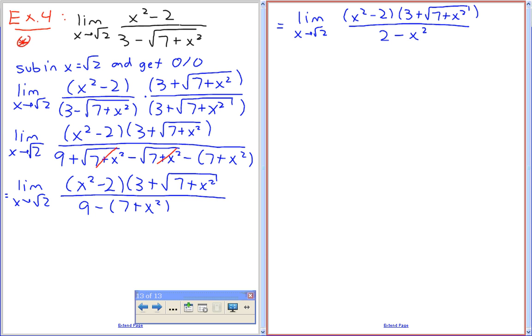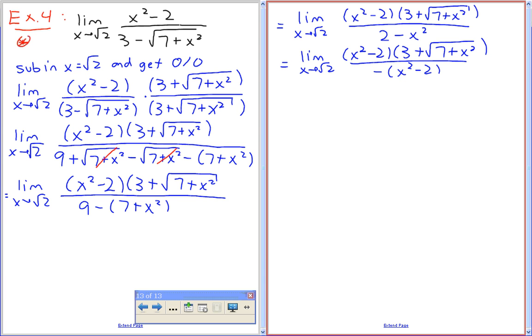Good. This turns out to be the limit as x approaches root 2 of (x squared minus 2)(3 plus the root of 7 plus x squared) all over negative (x squared minus 2). Does that not make you feel good? Is this question making you feel good? That's how things work in calculus. That's how it should be. Sam, what do you do next?